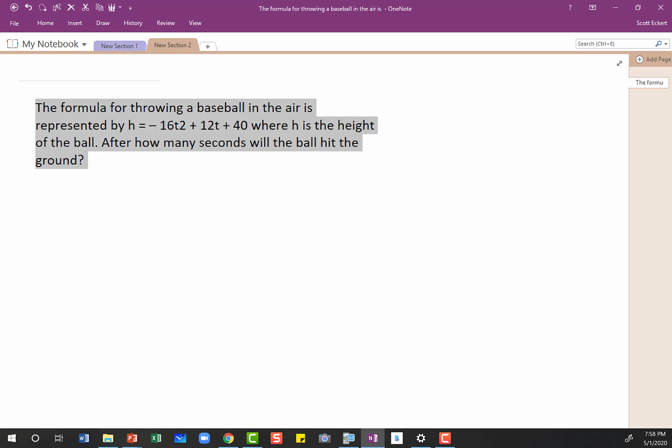It says the formula for throwing a baseball into the air is represented by h equals negative 16t. That should be to the second power. That's just kind of a computer font error. Negative 16t squared plus 12t plus 40.